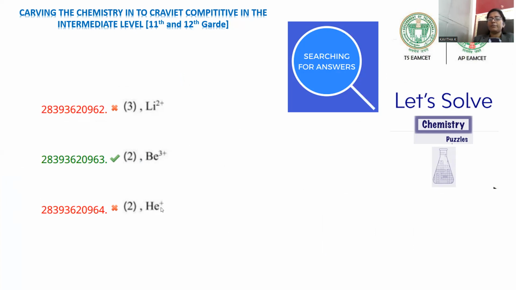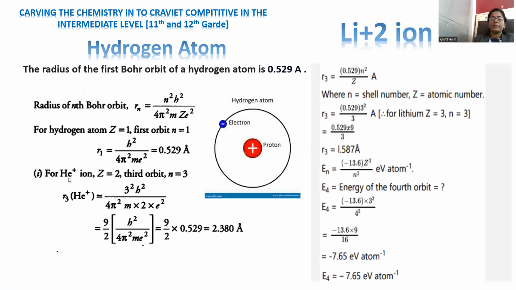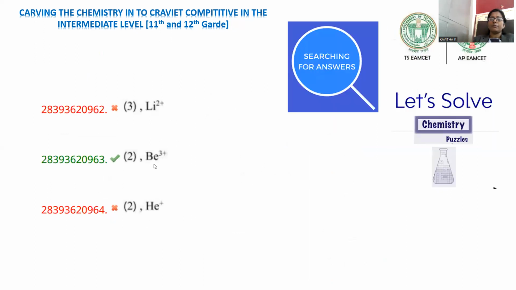Let's solve for helium plus as well. For that purpose, atomic number is taken as 2. Third orbit, n equal to 3, will be provided. Orbit number 3 will be there. Substitute all the values. It is calculated as 2.380. Is there any relation? No relation. So we can say hydrogen and beryllium 3+ both are the same with the orbit number 2.